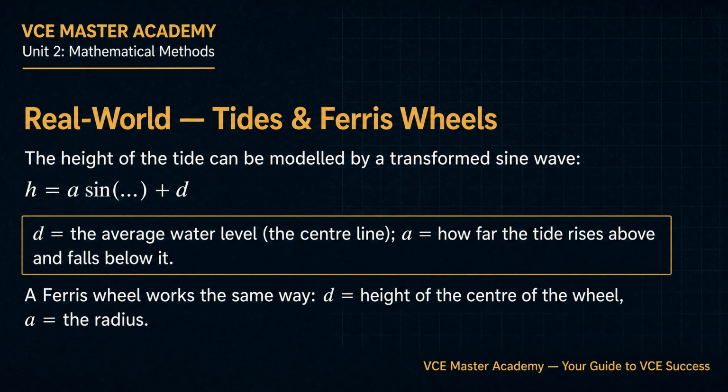A Ferris wheel works the same way. D is the height of the center of the wheel, and A is the radius.